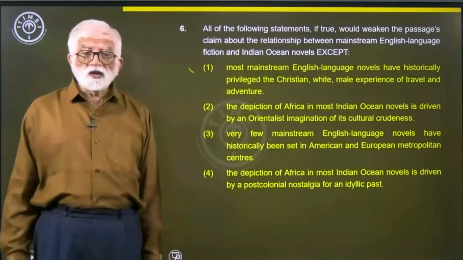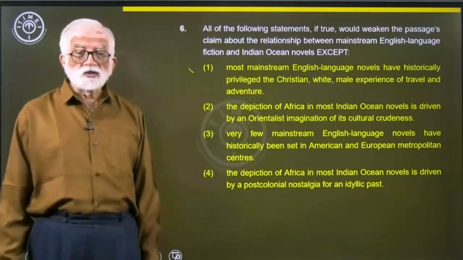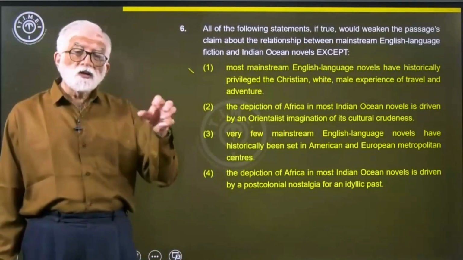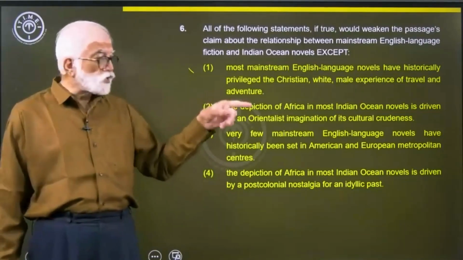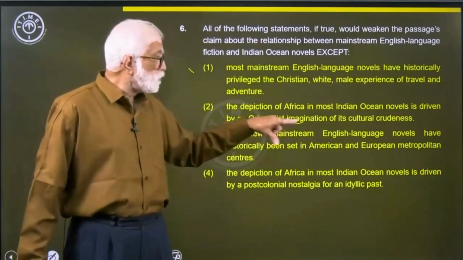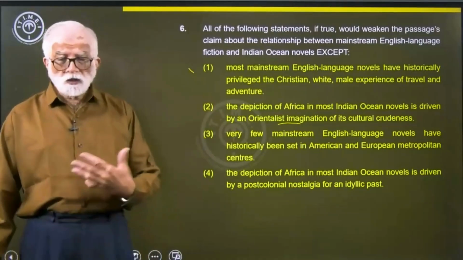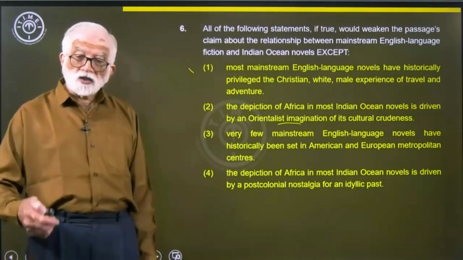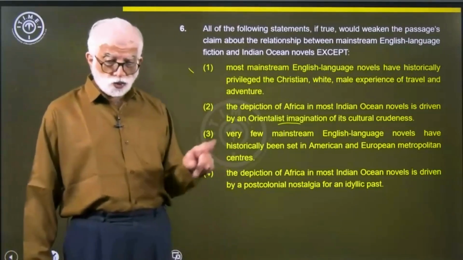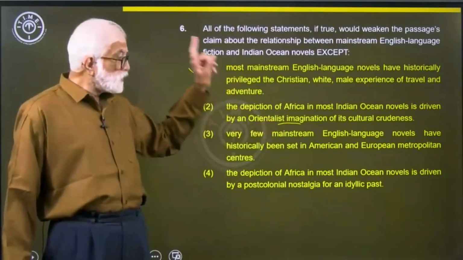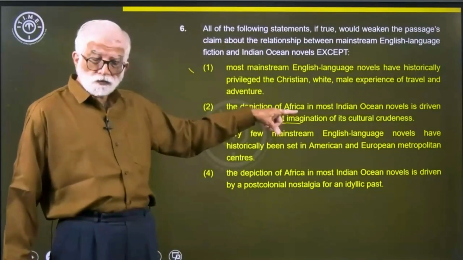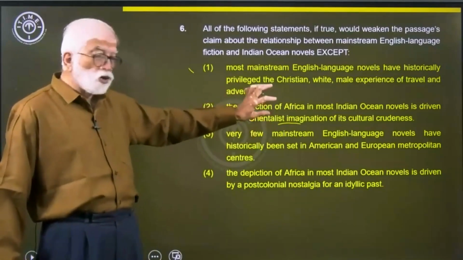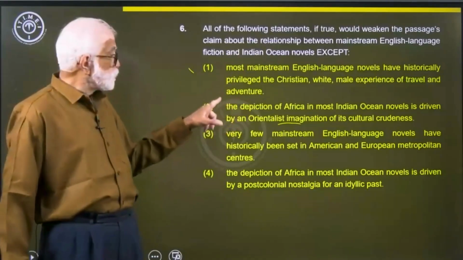Okay. The depiction of Africa in most Indian Ocean novels is driven by an Orientalist imagination of its cultural crudeness. Right. Now, if that were true, no, it's not imagination. The novels actually depict to you the actual truth. And the truth may be negative in some places, but you also realize that there's a rich history there, a rich history about Africa, and that history is actually part of the history of the world. So this is not what the person says. The person is telling us it's not just imagination. The person presents to you reality, the African reality. So it's not Orientalist imagination. It's not true, we know. But if it were true, it would weaken what the person says. So yes, we'll accept that.